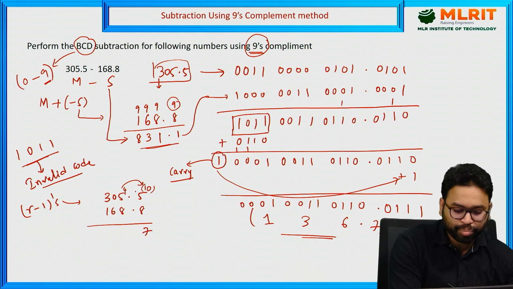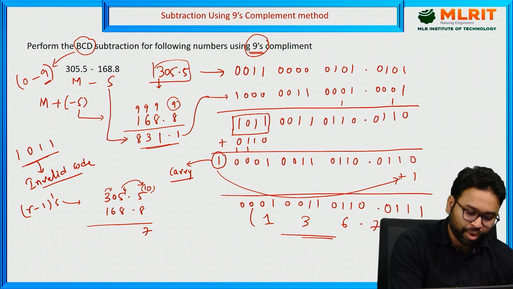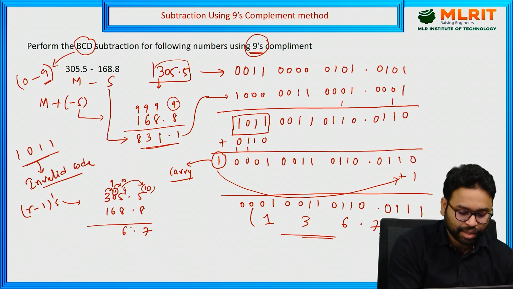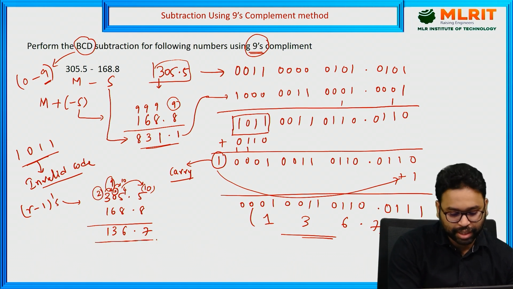So we cannot perform subtraction here, so you are supposed to borrow some value from here to here, and the borrowed value is equal to 10. Here you are taking the borrow again, and here it will be 10, and here it will be 9. So 10 plus 4, it will be 14. 14 minus 8, it will be 6. And again here the remaining value is 9. 9 minus 6, it is 3. Here one borrow is already taken, so the remaining value is 2. 2 minus 1, it is 1. So 136.7.